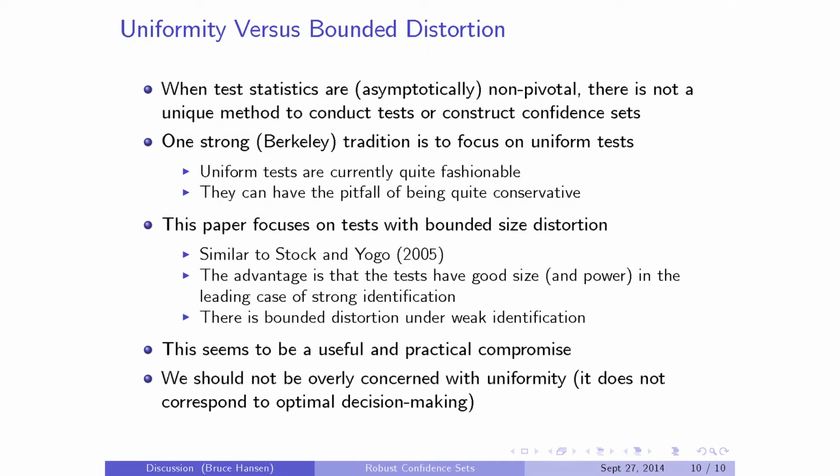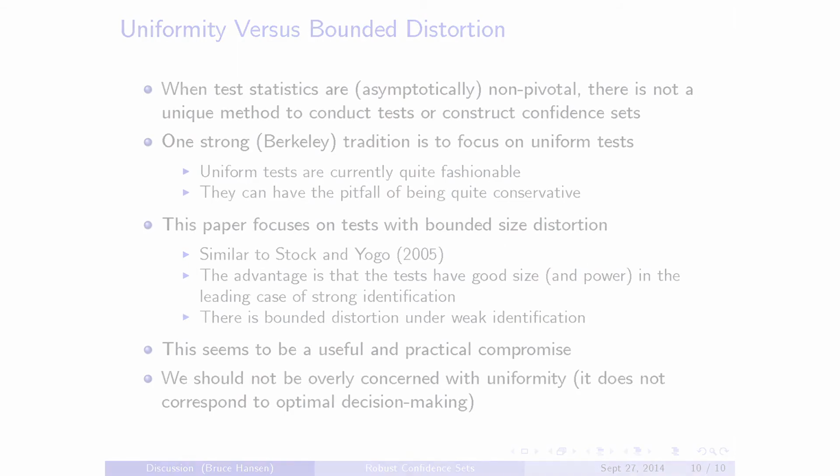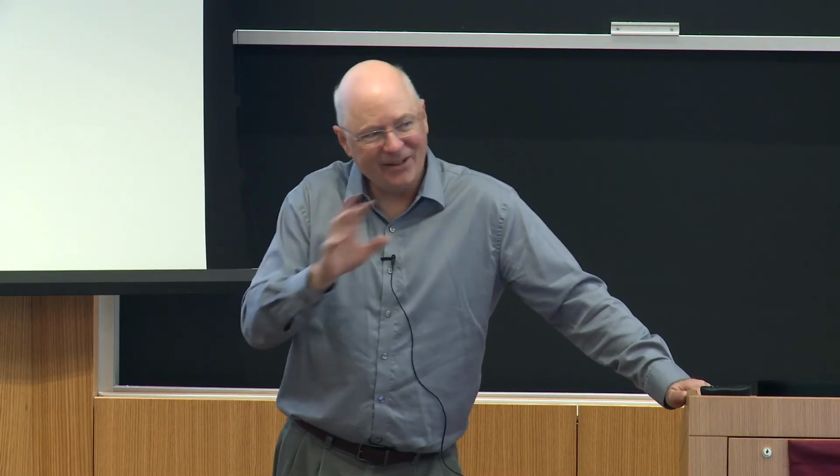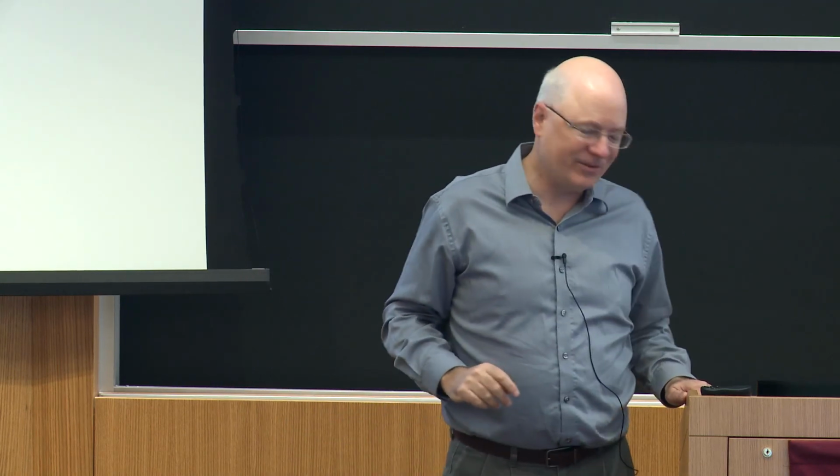And so the advantage is that you get tests with good size in the leading case, the cases that we think hold generally, but we're allowing for there to be distortion, but we're going to bound it. I think it's a very useful and practical compromise. It's not uniform. It's allowing a violation of uniformity, but in a bounded way. And I think there's a lot of merit to this approach, and perhaps we should be willing to compromise and allow for non-uniformity as long as we don't allow it to be unbounded. So I'm endorsing that, even though in other parts of my work I've enjoyed kind of trying to stress uniformity.